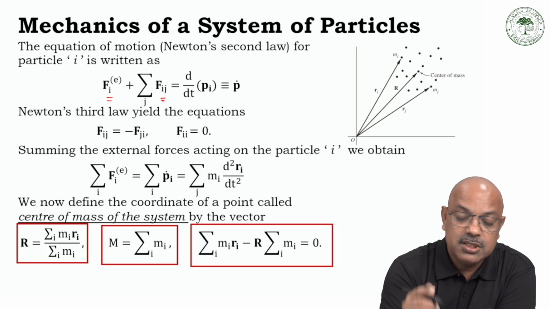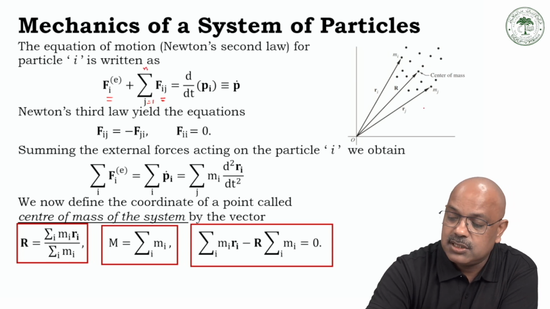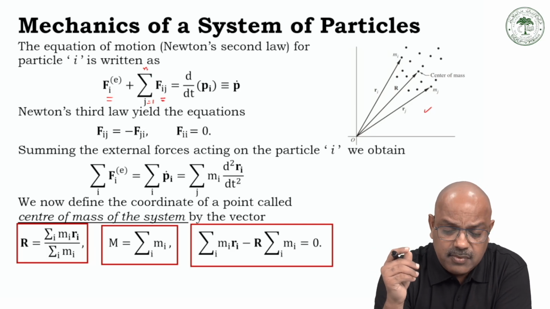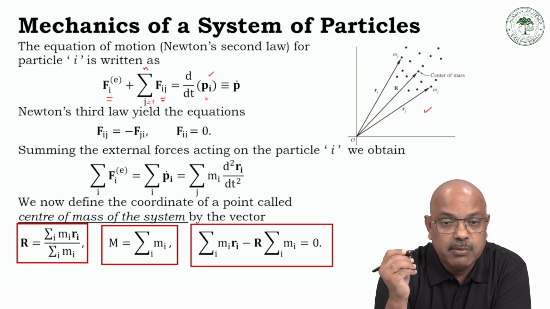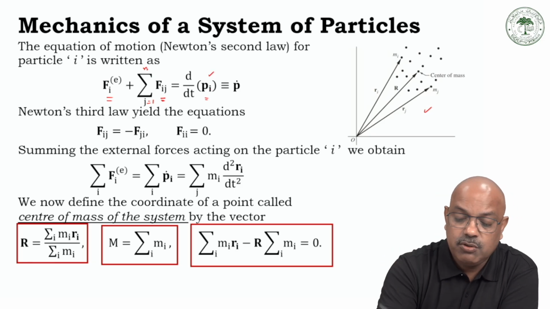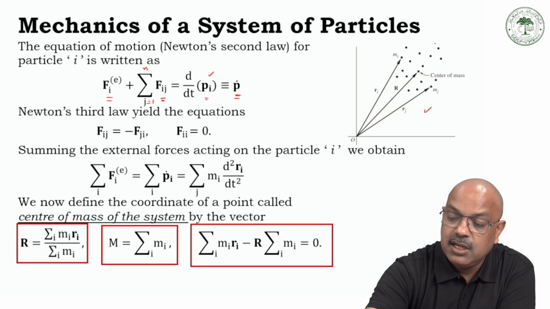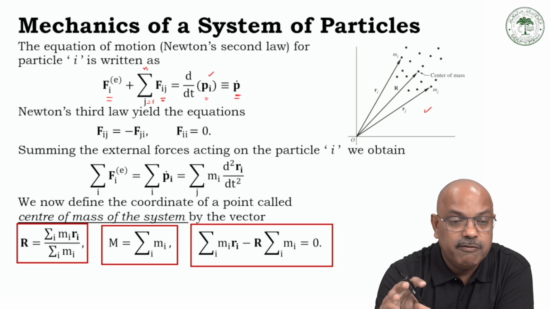Okay, so this is the total force acting, Fe and Fij summed over j, whatever the number of particles inside the system, from 1 to n, is going to be d/dt of the linear momentum of the system, that is p dot. This is going to be the total linear momentum of the whole system, which consists of n number of particles.